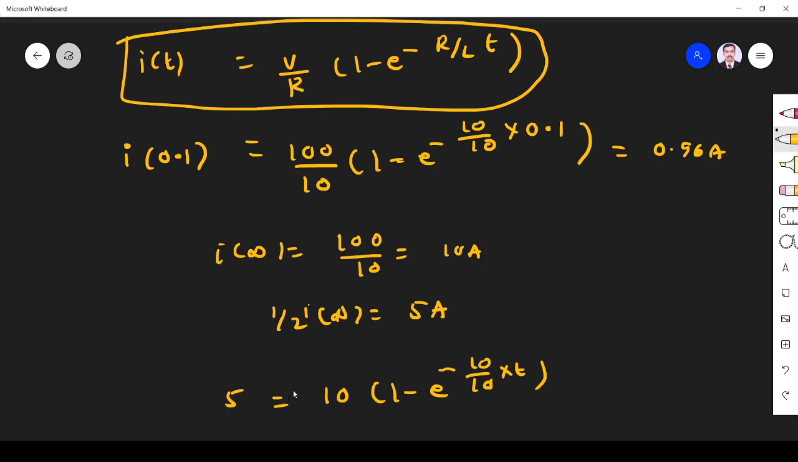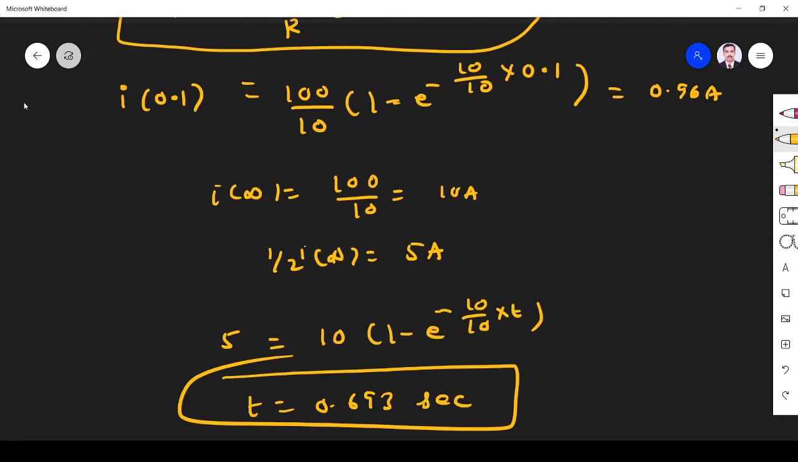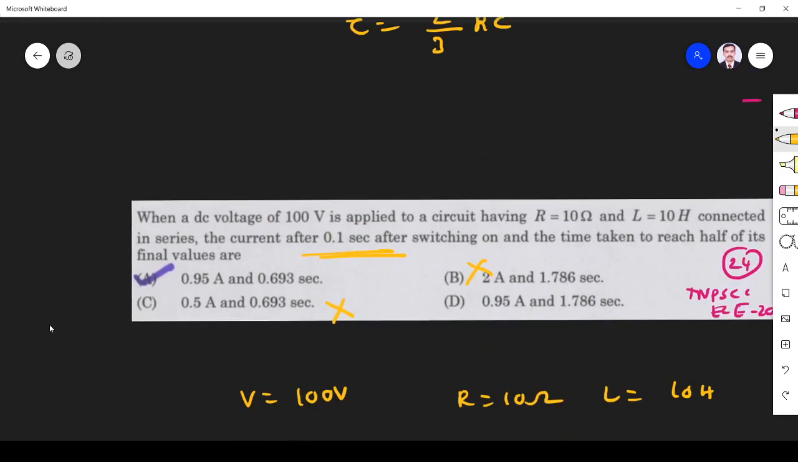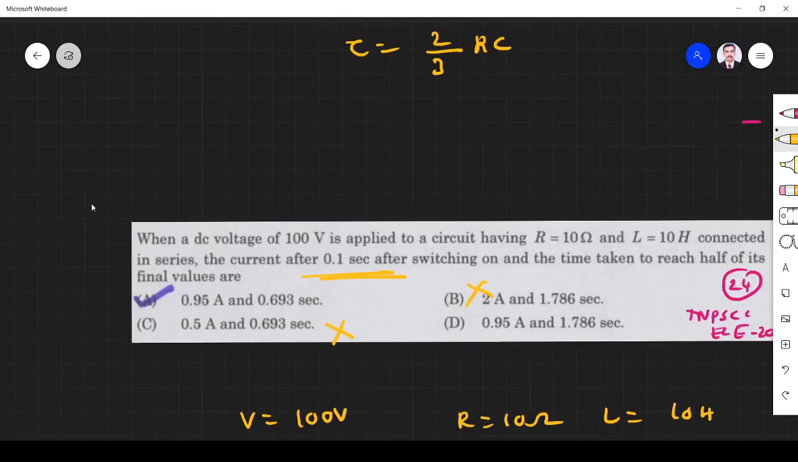So this is the initial current. This is the final value, 5 ampere. So what should be the time taken to reach this 5 ampere? If you simplify, what you get is T is equal to 0.693 second. So the answer is 0.693 seconds. So option A is the right answer.